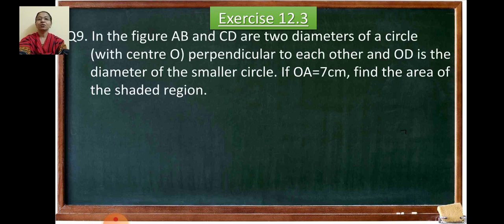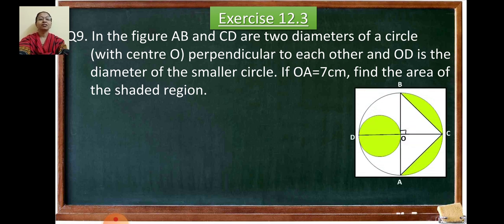Exercise 12.3, question number 9. So in the figure, let me show you the figure. This is that diagram. AB and CD are two diameters of a circle with center O. And these two diameters are perpendicular to each other, and OD is the diameter of the smaller circle. If OA is 7 centimeter, find the area of the shaded region. Means which region? The area shown by green color. So that area you have to find out.